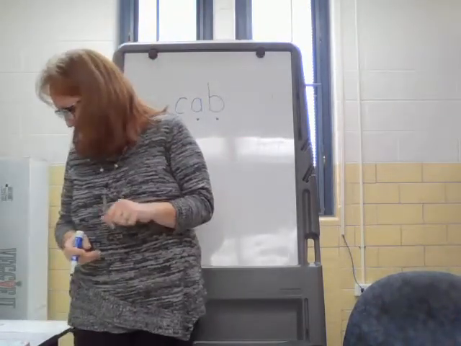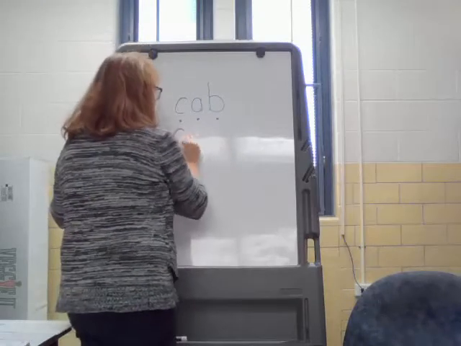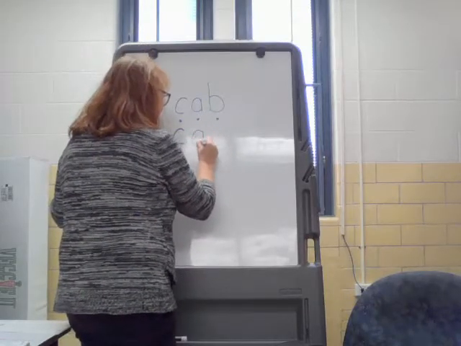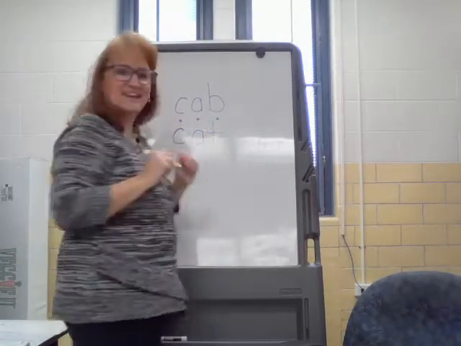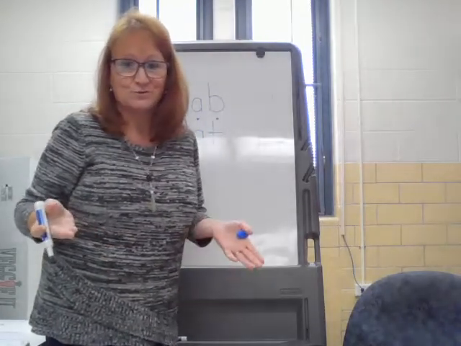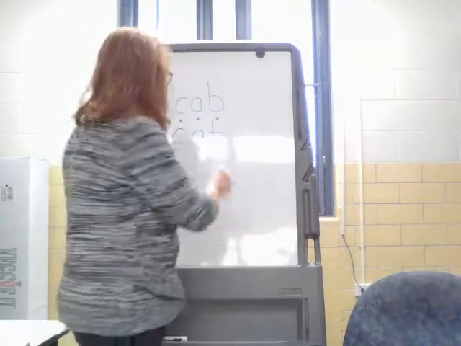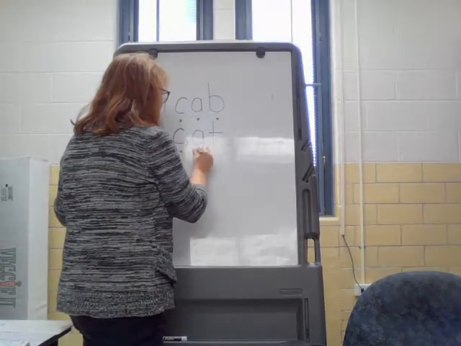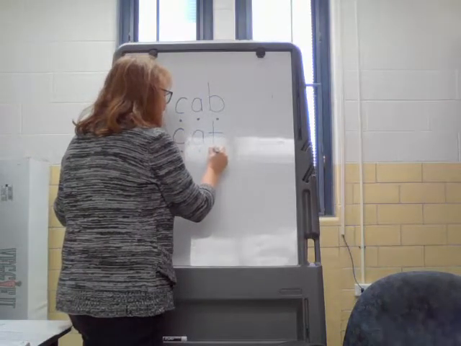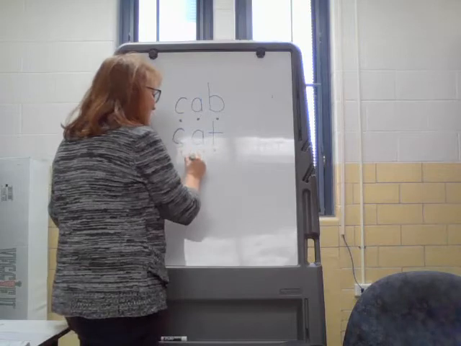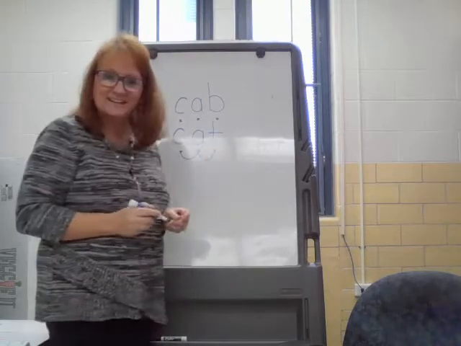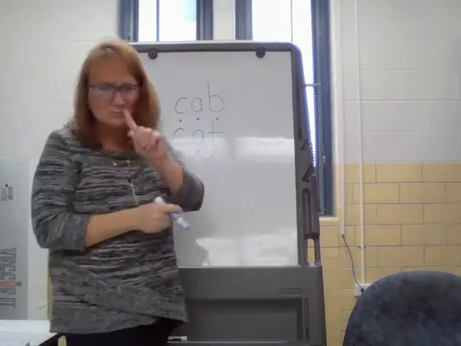All right, let's try another one. Let's try C, A, T. And that may be familiar to some of you. You may just know it just by looking at it. C says k, A says a, and T says t. Put them together. Cat. Cat.